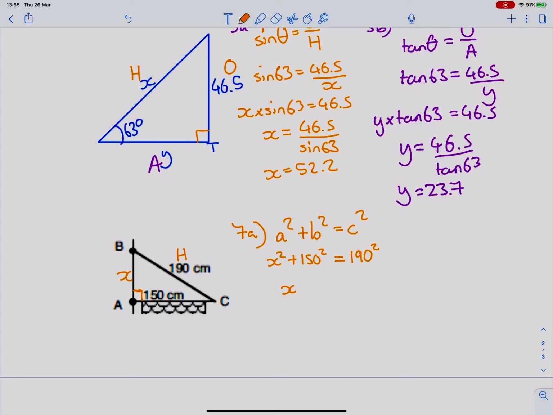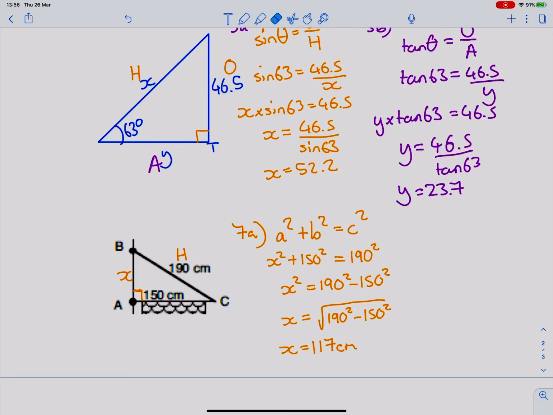So take away 150 squared off both sides, so x squared equals 190 squared take away 150 squared, and then you want x on its own, so square root the whole of the other side, so x is the square root of 190 squared minus 150 squared. Put that into your calculator, press S to D to put it into a decimal, so you get 117 if you round it to the nearest whole number. So x is 117 centimetres.